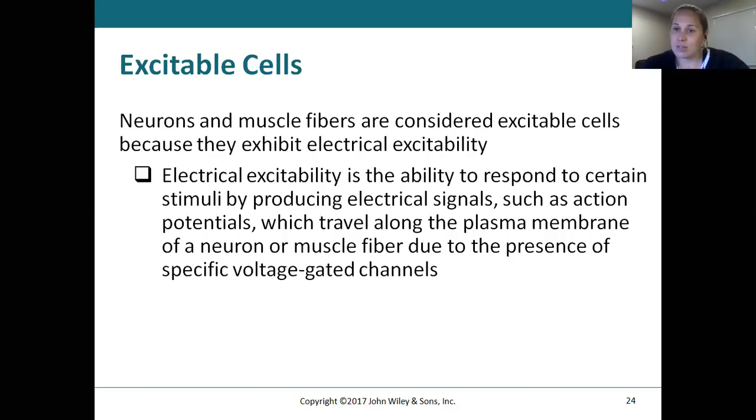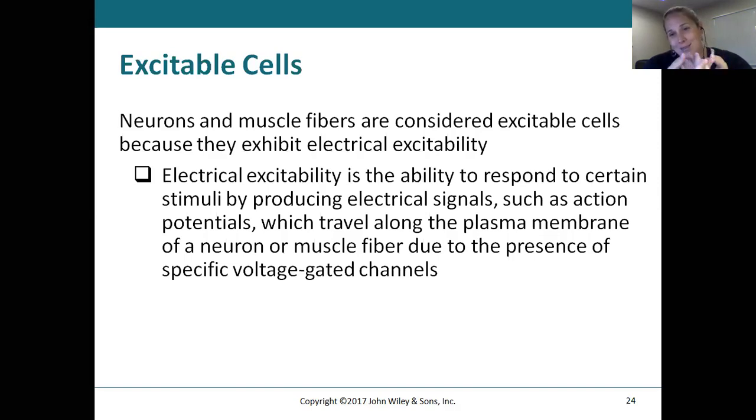Neurons send signals as well as receive them, and muscles are going to receive signals and then cause some type of reaction. In the case of both of these, that message is going to travel along the plasma membrane, and it's going to be able to react because you have these special voltage gated channels.